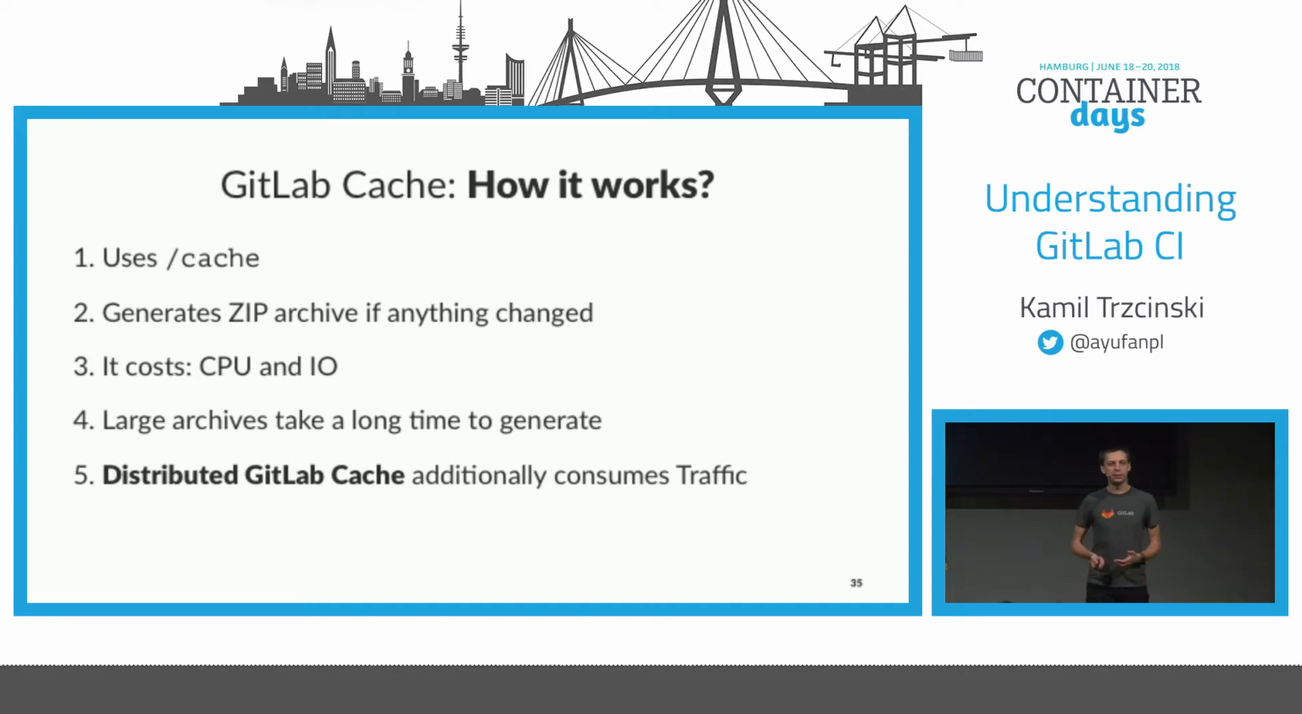And if you use distributed GitLab cache, it works pretty much the same, but we transfer this zip archive to object storage. By distributed, we mean we don't have affinity of volumes between different machines. Our only central point is GitLab and the object storage from which we can pull and push data.